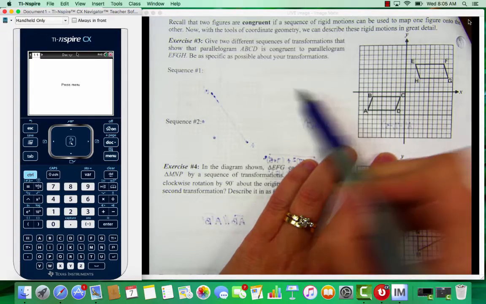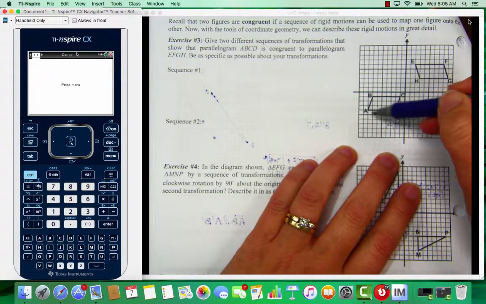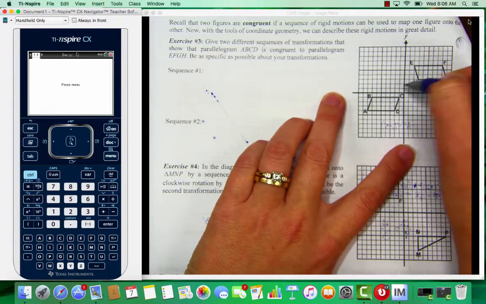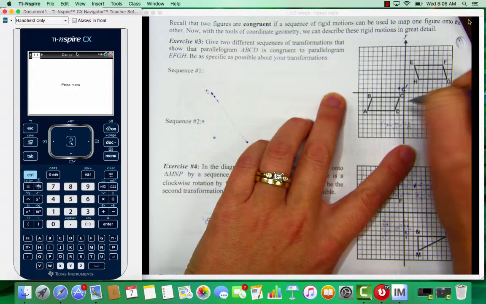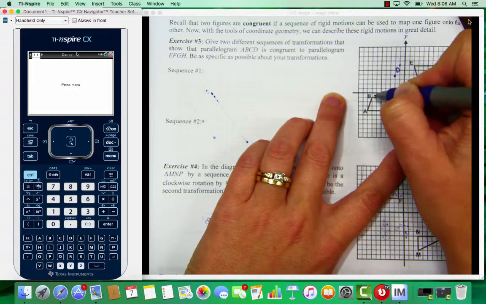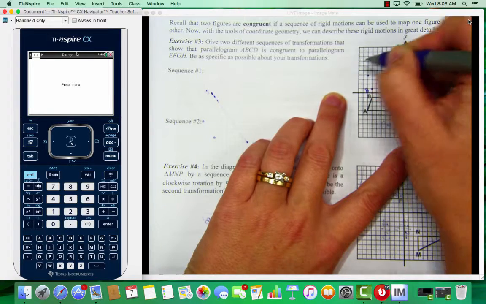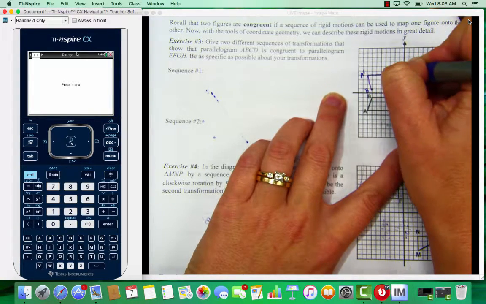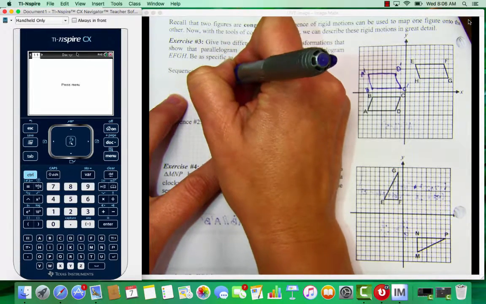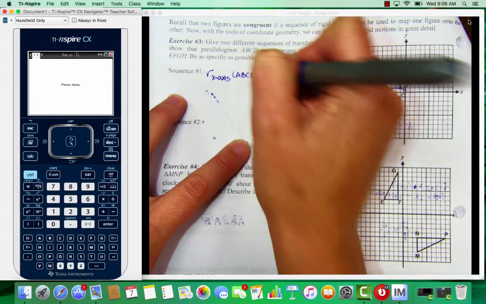All right, and they want us to do a sequence of two different transformations. So the first thing that I want to do is get this parallelogram above the line up here. And there's probably different ways to do this, but I'm just going to reflect it over the x-axis. So when I do that, C prime ends up here. D prime would end up here. B prime would end up here, and A prime is going to be there. So what I did there is a reflection over the x-axis of parallelogram A, B, C, D.